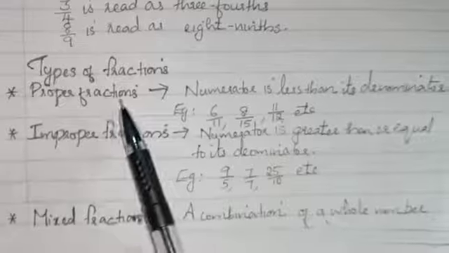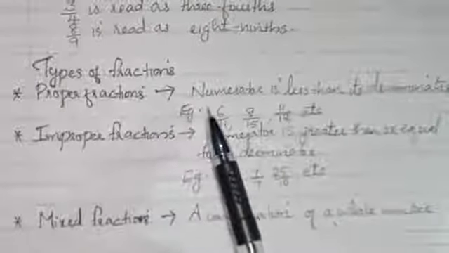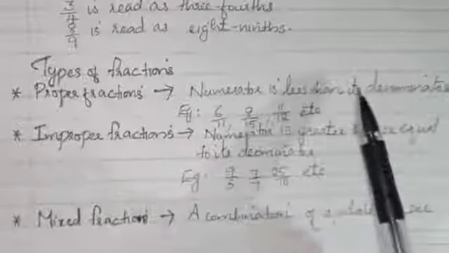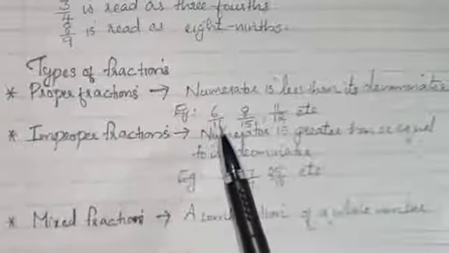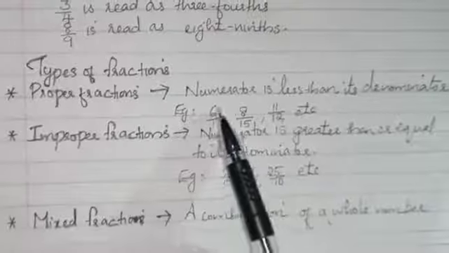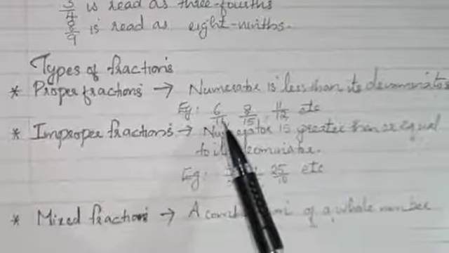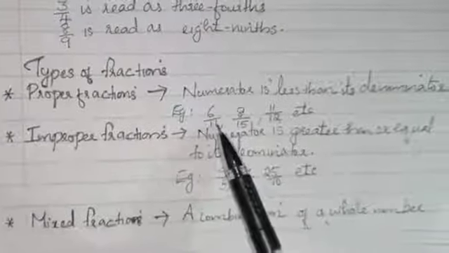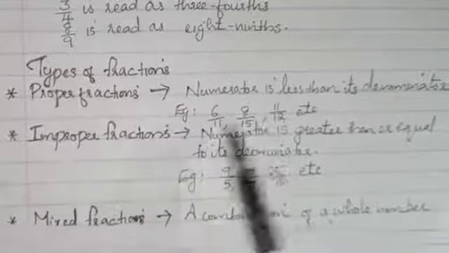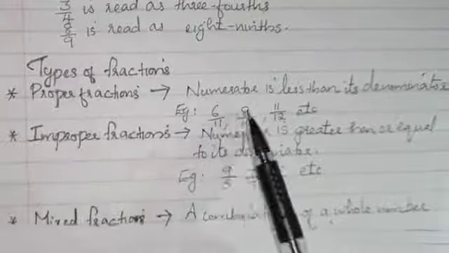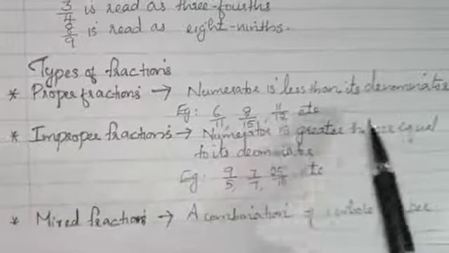Proper fractions. A fraction whose numerator is less than its denominator. For example, 6 by 11. Here the numerator is 6 and the denominator is 11. When the numerator is less than the denominator, it is known as a proper fraction. These are examples of proper fractions: 6 by 11, 8 by 15, 11 by 12, etc.